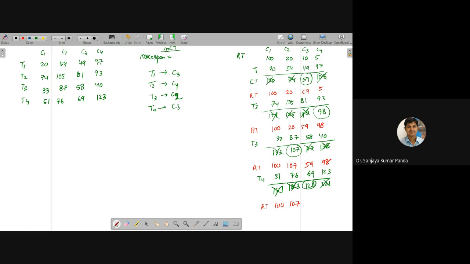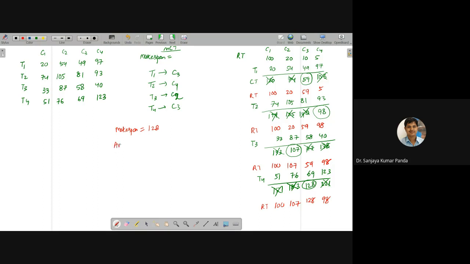In the C3 case, we have assigned 2 tasks, and it is 128. In the C4 case, you are getting 98. So it is 100, 107, 128, and 98. Make a span: you can calculate where the maximum of these is, and you will get 128. In the previous case it was 81, but now it has increased to 128.